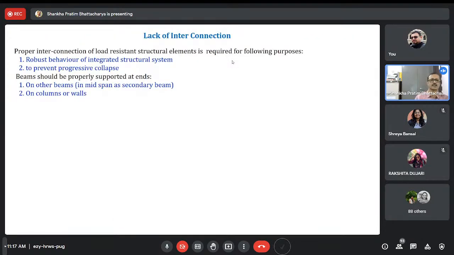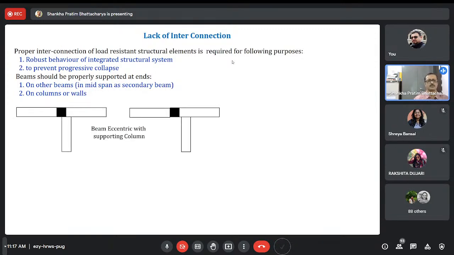See, lack of interconnection. Sometimes practically you cannot do anything. It is practically a site failure. The site engineers are responsible for this. You will see this kind of problem.